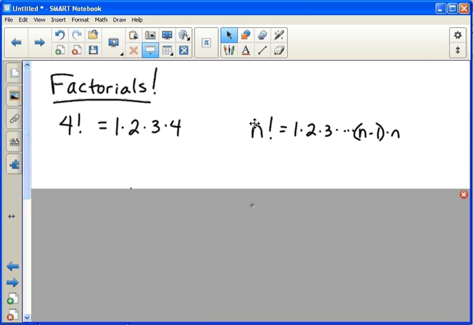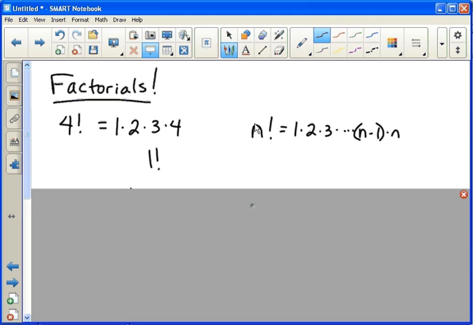Before we do some examples, two more things you need to know. 1 factorial would obviously just be 1. And 0 factorial is considered a definition. There's not really a way to prove this or anything. It's just what they've decided to make it. 0 factorial is also equal to 1. Bottom line is that makes the math work out nicely, and that's the way they've decided to define it. So 1 factorial and 0 factorial are both equal to 1.